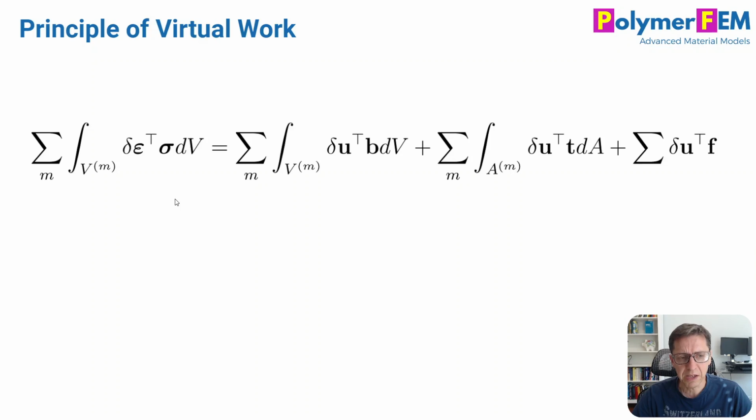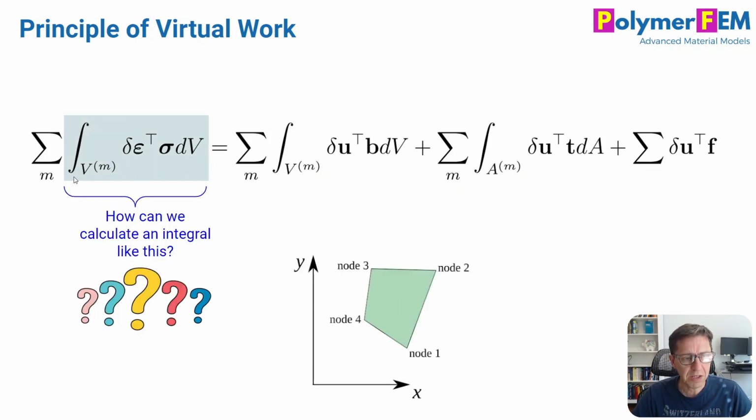So let's recall from last time, this is the equation for the principle of virtual work. It's very complicated and not obvious how you would possibly work with or solve this equation. We have this integral over various elements here, and then we sum over all the elements. And here is the quantity we need to calculate. But how would we do that?